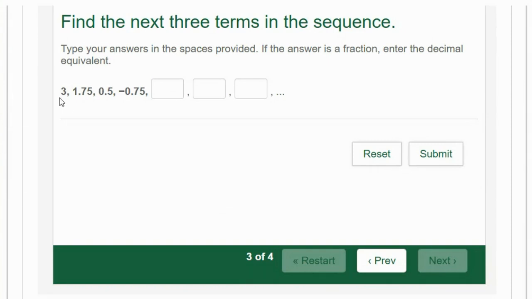So you just have to look to see what it's doing from this number to this number. Well, it starts at 3 and it goes to 1.75. So it went down 1.25. And then from 1.75 to 0.5, it went down 1.25. And then when we subtract another 1.25, we get here. If we subtract another 1.25, it gets us to negative 2. We subtract another 1.25. We subtract another 1.25. Just following the pattern there.